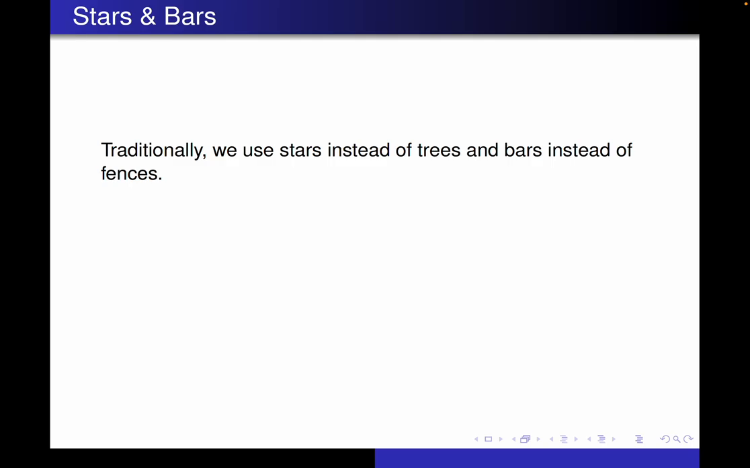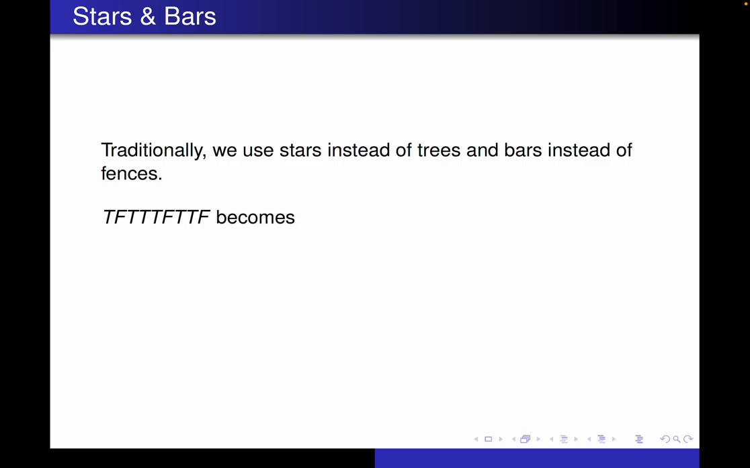So if you go around talking about trees and yards to people, they might think you're a bit strange because that is not the standard way we think about those problems, but they do correspond in the traditional way. So we use stars instead of trees, and we use bars instead of fences when we set up our bit strings. So for instance, in this case, we have 4 different yards because we have 3 fences, and we have 1, 2, 3, 4, 5, 6 different trees.